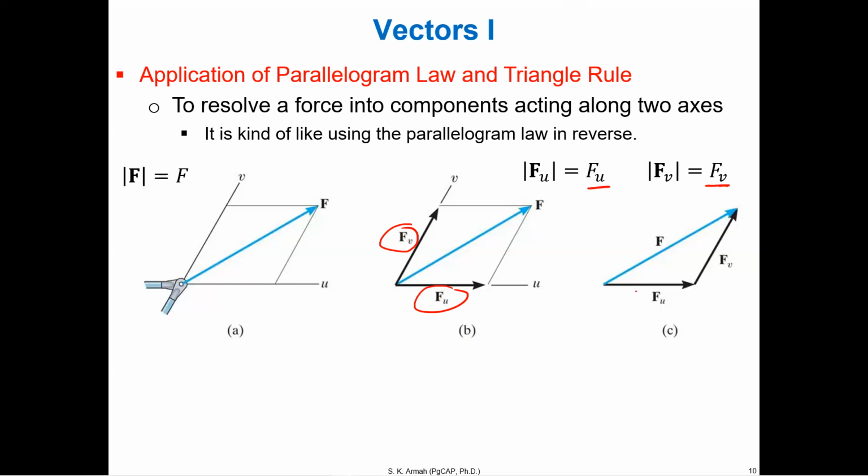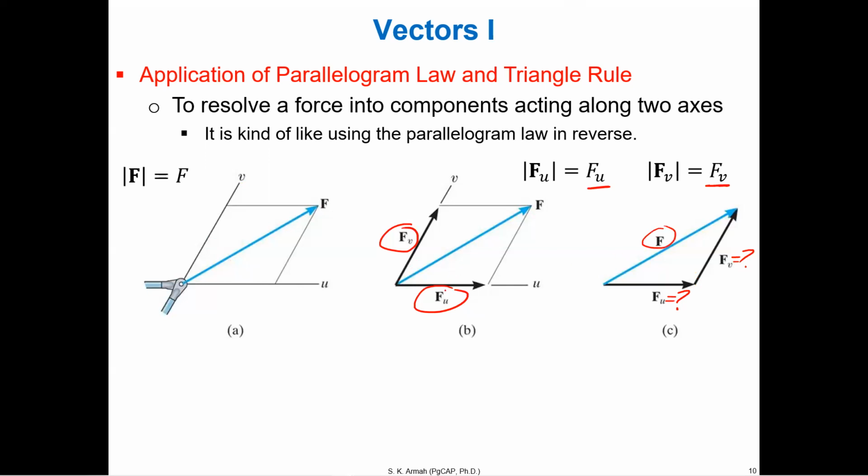Once again, you take one of them, you draw. Let's say I start with Fu, I draw Fu. Wherever Fu ends, you start with your Fv, and then you close it with your resultant, which is F. Note, we don't know Fu, we don't know Fv, but we know F.